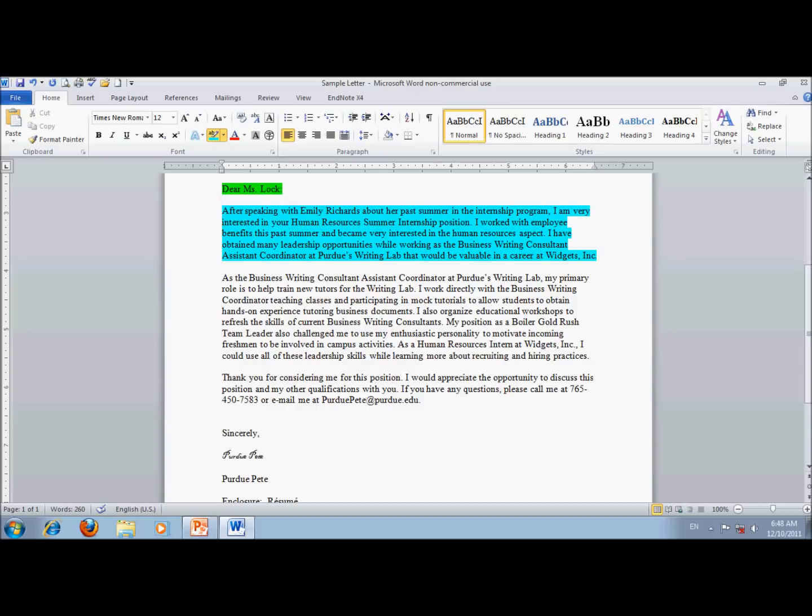The writer goes on to show why they are interested in the position. What's special about the position that drew them to it? "I worked with employee benefits this past summer and became very interested in the human resources aspect." You'll notice that this introduction ends with the writer mentioning how they will help the company or organization. They say, "I've obtained many leadership opportunities while working as a business writing consultant assistant coordinator at Purdue's Writing Lab that would be valuable in a career at Widgets Incorporated."